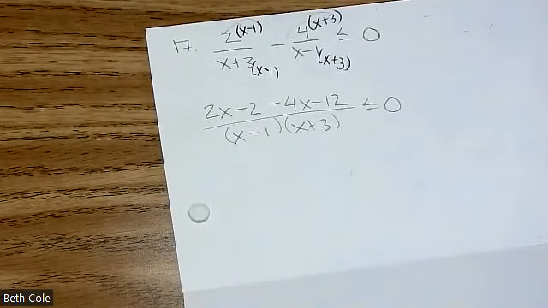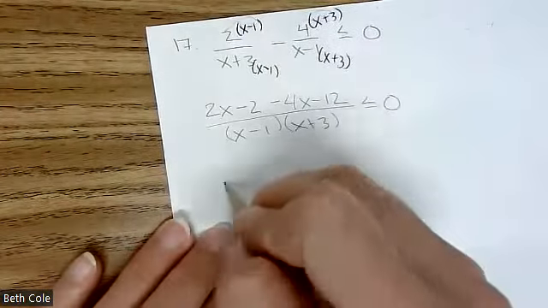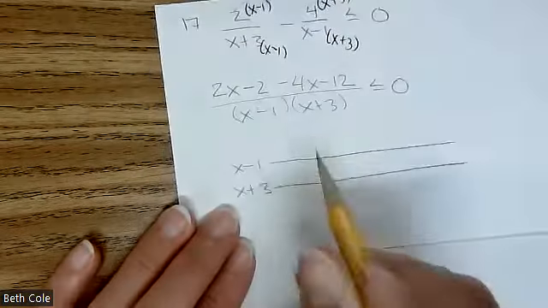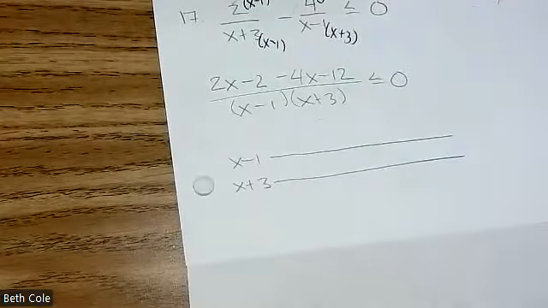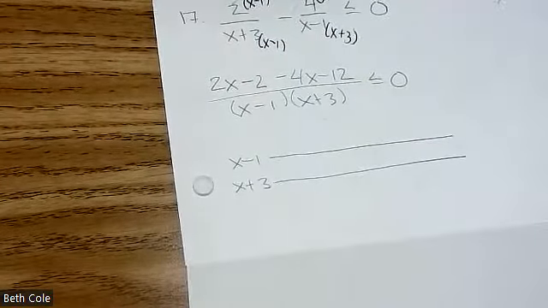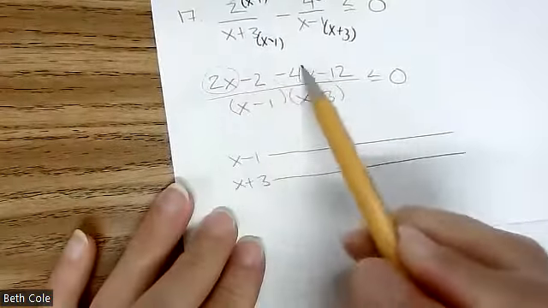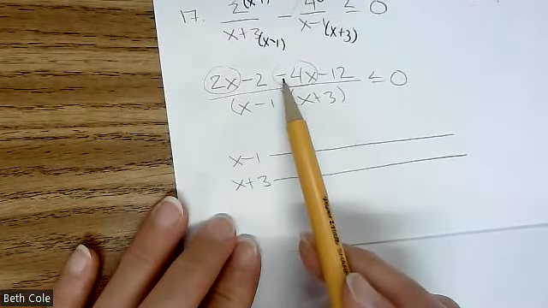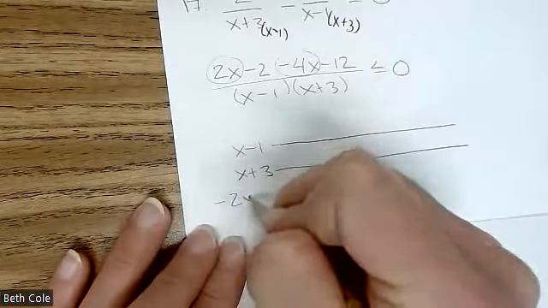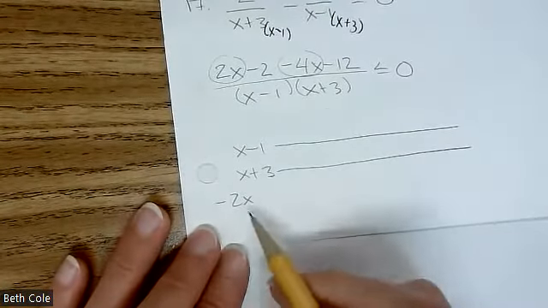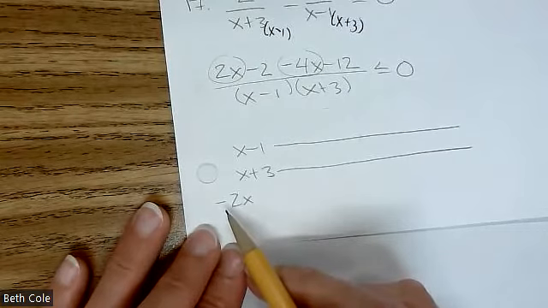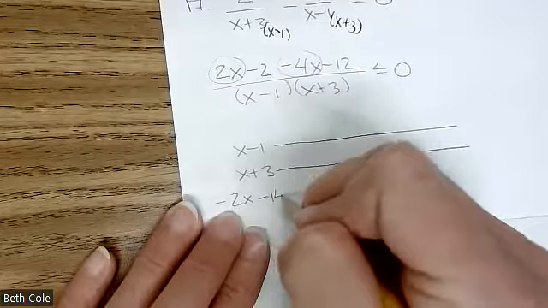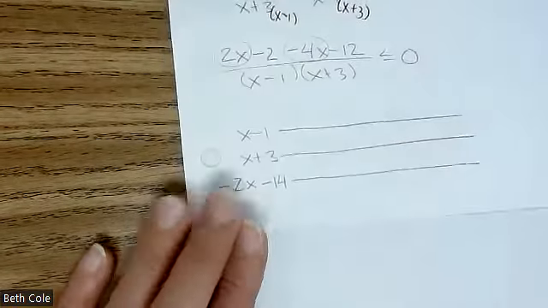Now we can make our number lines, all right? You're going to have 1 for the x minus 1, 1 for the x plus 3, and then 1 for the numerator. You would want to put the like terms together. So if you put your like terms together, what's that going to give you here? Negative 2x, good. Oh, hey, that's weird. There's a negative. Do you get what I'm saying? That's weird. All right, negative 2x minus 14.